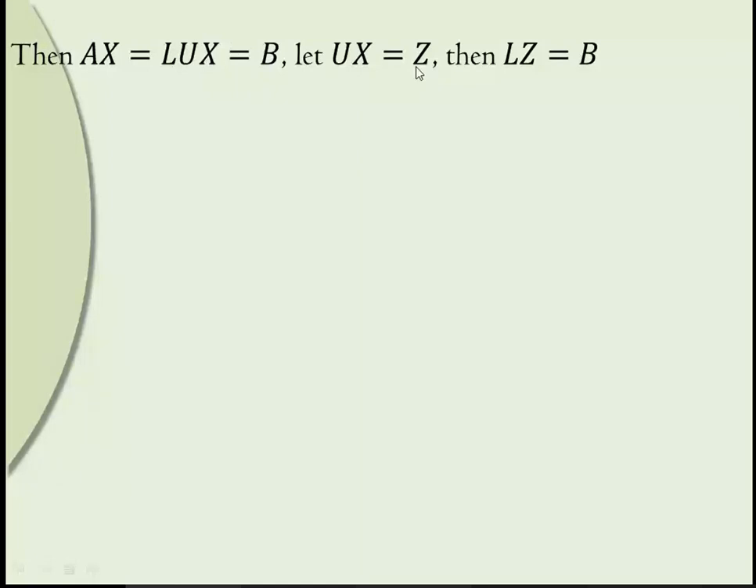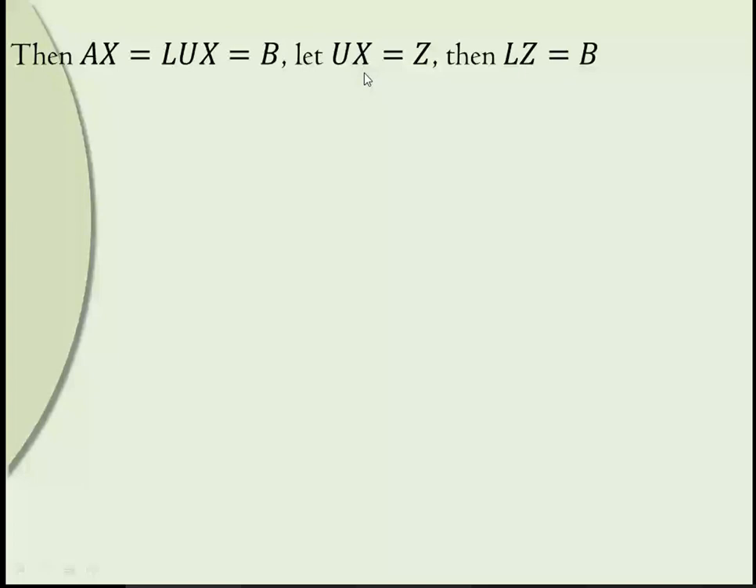Replace this Ux by Z. So what happens? L into this Z becomes B. Okay. Now just use that L, find the values of Z terms. Putting that Z over here, we can get the values of X term. So by firstly solving this system, we can get Z, and by putting that Z here, we can get the values of X term.